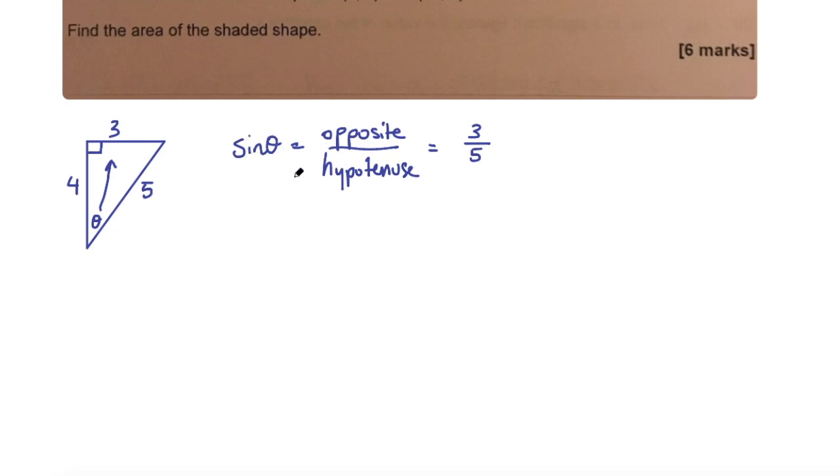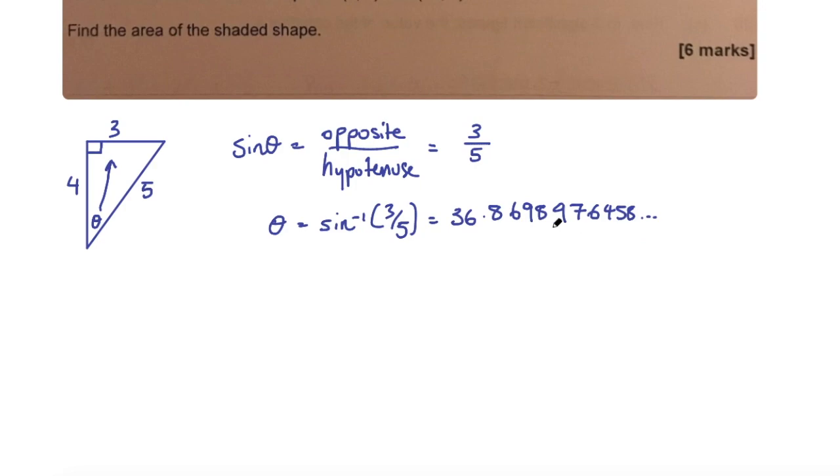Now, I don't want the sine of theta, I want theta itself, so I can take the inverse of the sine. So inverse of sine of 3 over 5, and that will give me the angle theta. If I put that into a calculator, the inverse of sine of 3 over 5, that gives me a number which looks like 36.8698976458, and it probably keeps on going.